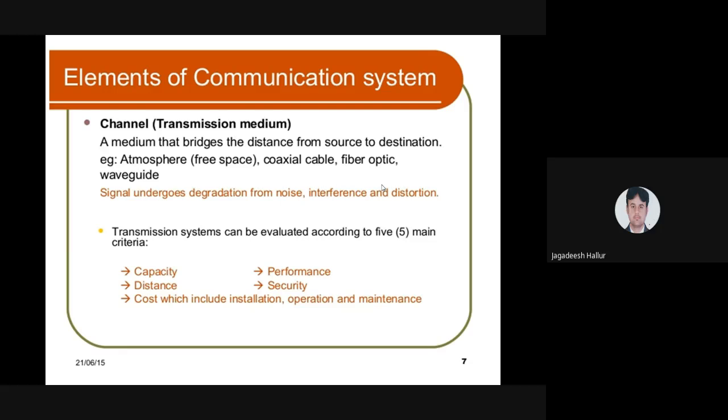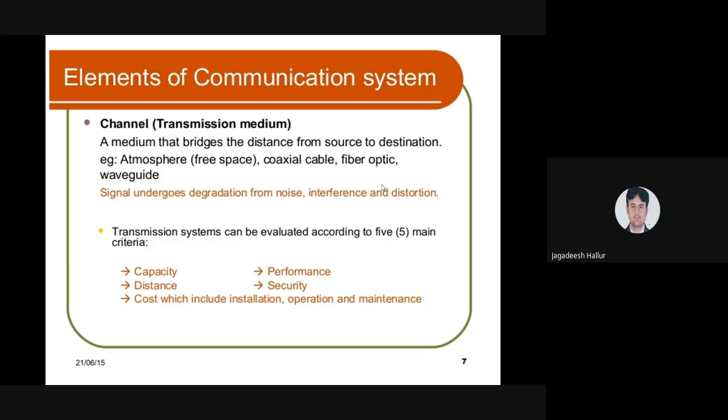What is the definition of this transmission medium? A medium that bridges the distance from source to destination. Whatever signal you get from the input message is given to the input transducer. After that, the signal reaches the transmitter, the transmitter gives it to the channel, the channel gives it to the receiver, and after the receiver there is a block, that is the output transducer.